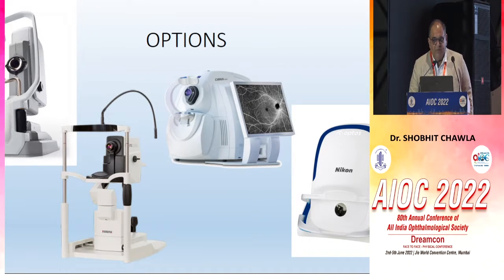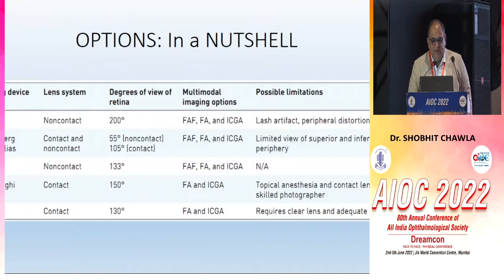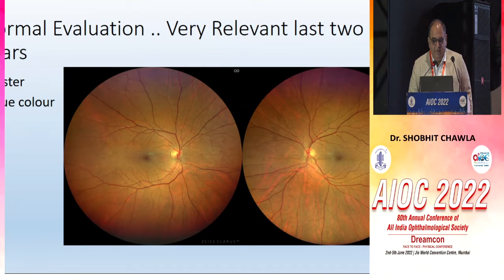So these are some of the options with us, and which give us various fields of views, ranging from 200 to 105 in the wide field, 133 Staurenghi lens going up to 150 in the Retcam.